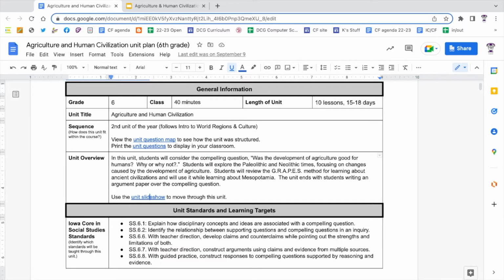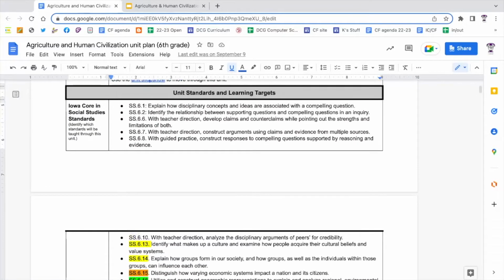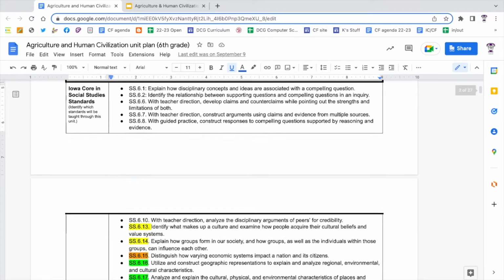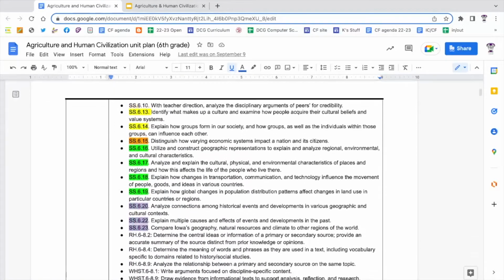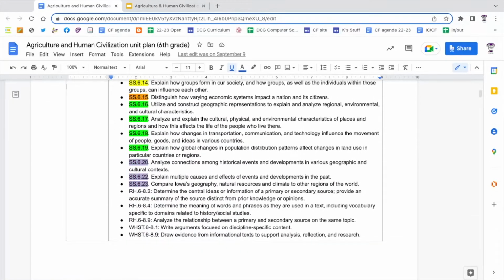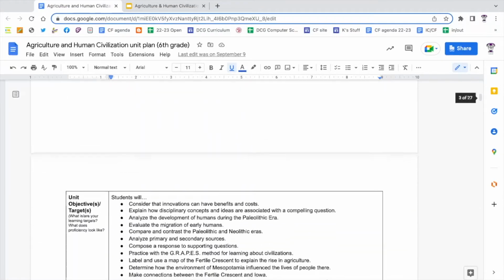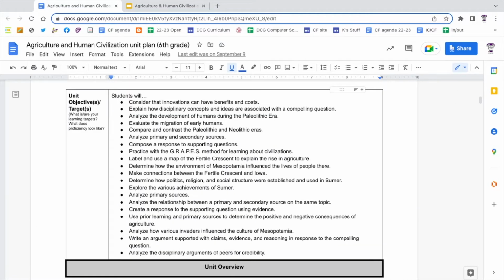In this unit, students are going to focus around the idea of whether or not the development of agriculture was good for humans. Students are going to spend most of their time learning about the Paleolithic and Neolithic. We're going to use the grape methods, and then we're going to move into more about Mesopotamia. You can see we have a variety of social studies standards: inquiry, behavioral science, economics, geography, history, reading and history, and writing and history. We have a decent list of unit targets and learning objectives.